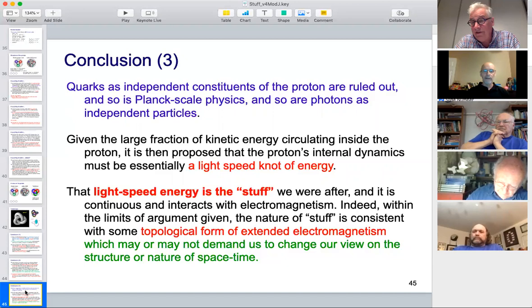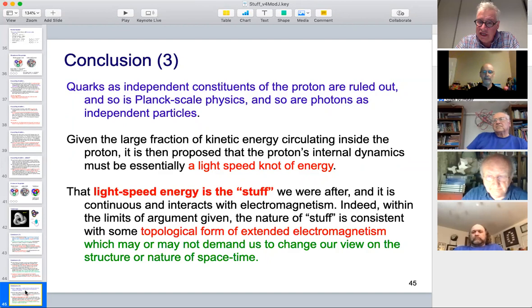So given a large fraction of kinetic energy circulating inside the proton, it pretty much has to be that the proton's internal dynamics is essentially a light speed energy knot. So there we are, this light speed energy, at least in part, is the stuff that we are after. And it's continuous, it interacts with electromagnetism. And the nature of stuff is consistent with some topological form of some extended electromagnetism, which may or may not demand us to change our view on the structure or nature of space and time themselves and the role that they play in this kind of thing.